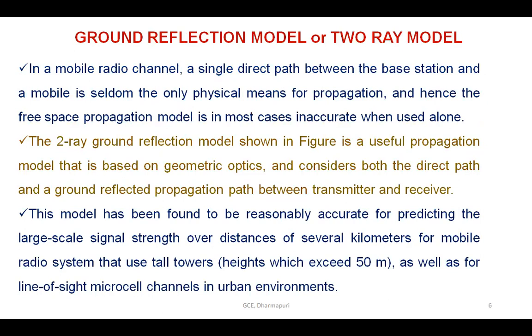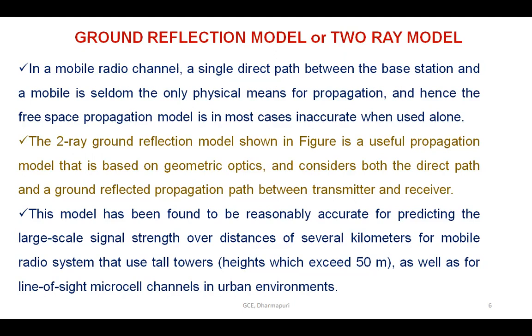In a mobile radio channel, the direct path between the base station and a mobile is seldom the only physical means for propagation, and hence the free space propagation model is in most cases inaccurate when used alone. The two-way ground reflection model is shown in the figure. It is a very useful propagation model that is based on geometric optics and considers both the direct path and the ground reflected propagation path between the transmitter and receiver.